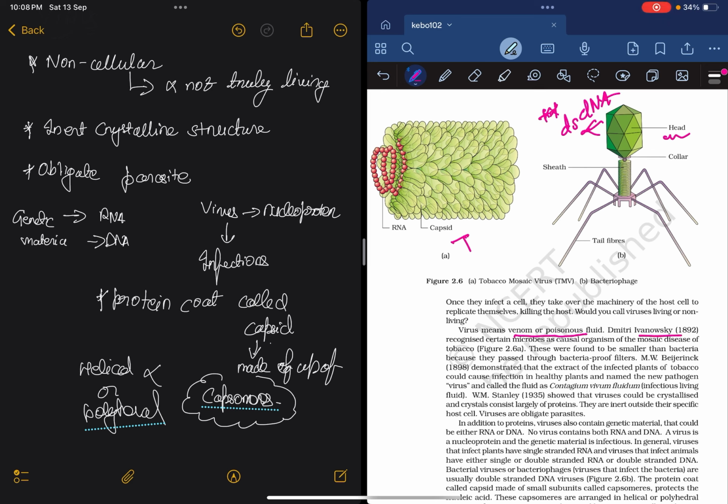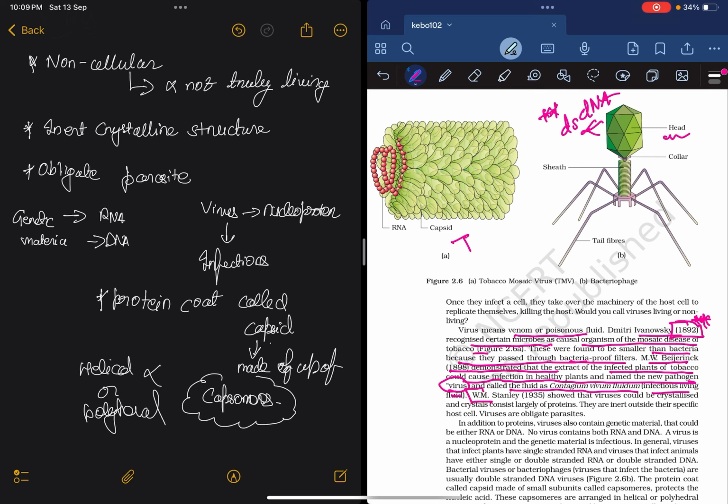Now, Dmitri Ivanowsky, in 1892, recognized certain microbes as the causal organisms of tobacco mosaic disease. These were found to be smaller than bacteria as they passed through bacteria-proof filters. This is one of the important points that can be asked, and the year is very important. Remember that. Now, M.W. Beijerinck, in 1898, demonstrated that the extract of infected tobacco plants could cause infection in healthy plants and named the new pathogen virus. He coined the term virus and called the fluid contagium vivum fluidum, infectious living fluid.